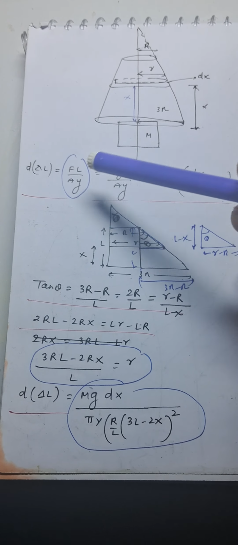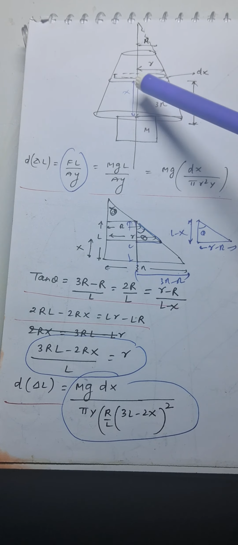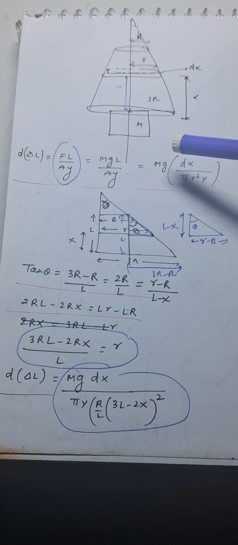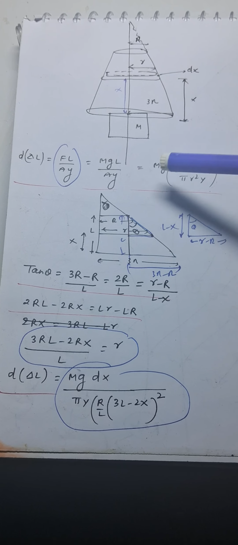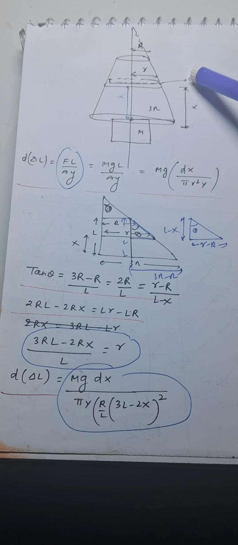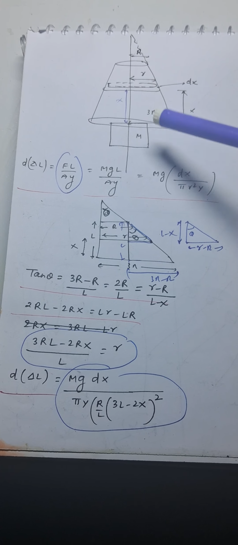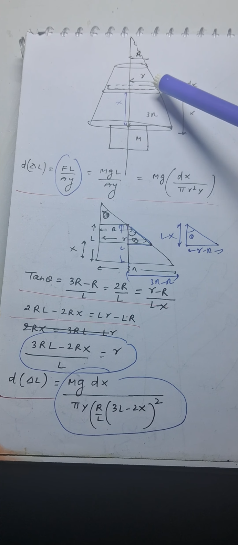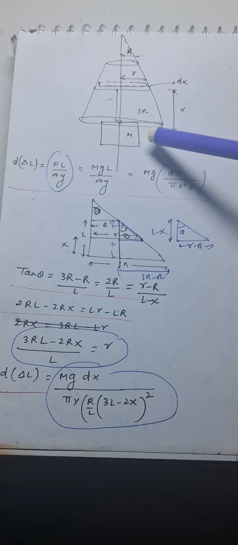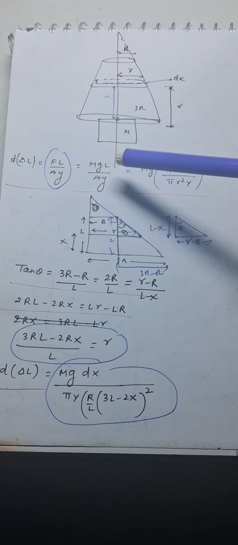So here the concept is that we know that elemental change in length is FL upon AY, but here the difference is that the area of cross section is different at different points. So the concept behind solving this question is we take at a position x an elemental length dx because its area can be assumed to be uniform, pi r square. So we find the elemental change in length of this small part, and then we are going to integrate the entire expression to get net change in length. So let's begin.